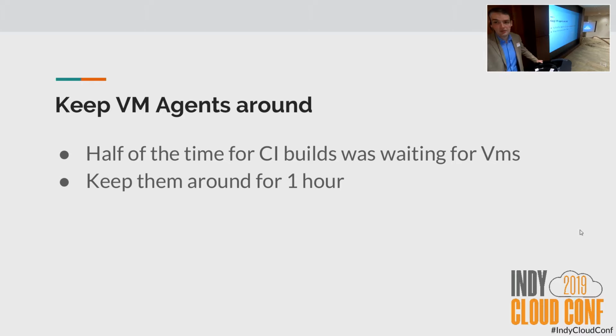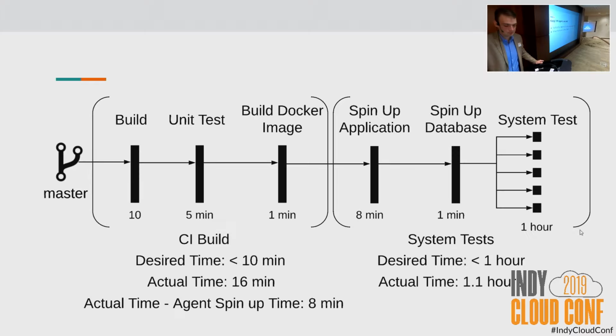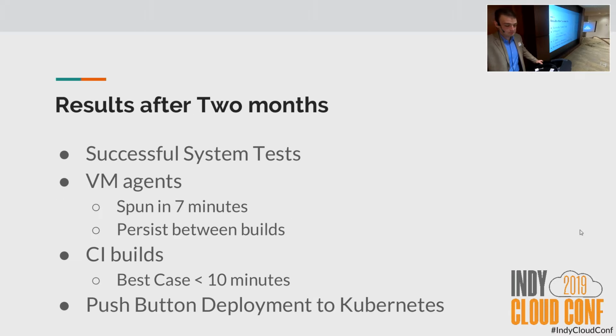So how it turned out is the first person to make a commit in the morning would wait an extra 7 minutes, and then everything would be fast for the rest of the day until they spun down at like 6 o'clock in the evening. So this is the pipeline that we ended up on. At worst case, our CI builds took 16 minutes. In the best case, they were 8, which was under the 10 that we desired. And our system tests weren't under an hour, but they were close enough that we were going to call victory on that.